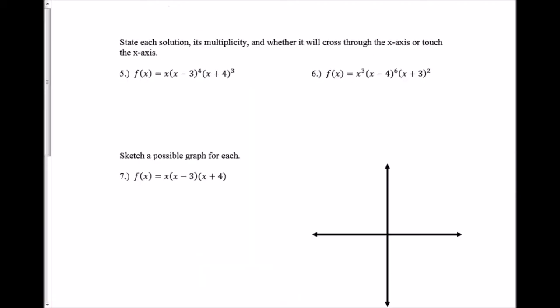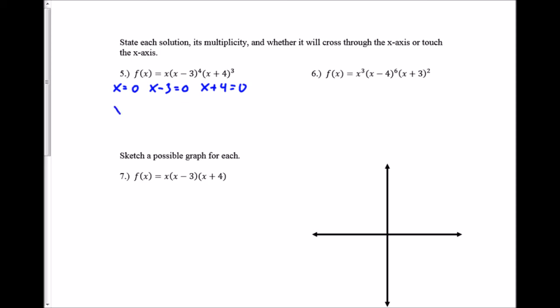Okay? For the next one, it asks us to write the solutions, state their multiplicity, and then state whether it crosses through the x-axis or touches the x-axis as we're going to graph these things. So again, I set each factor equal to 0. I do x equals 0. I do the x minus 3 equals 0. And I do the x plus 4 equals 0. And I just solve each of these.